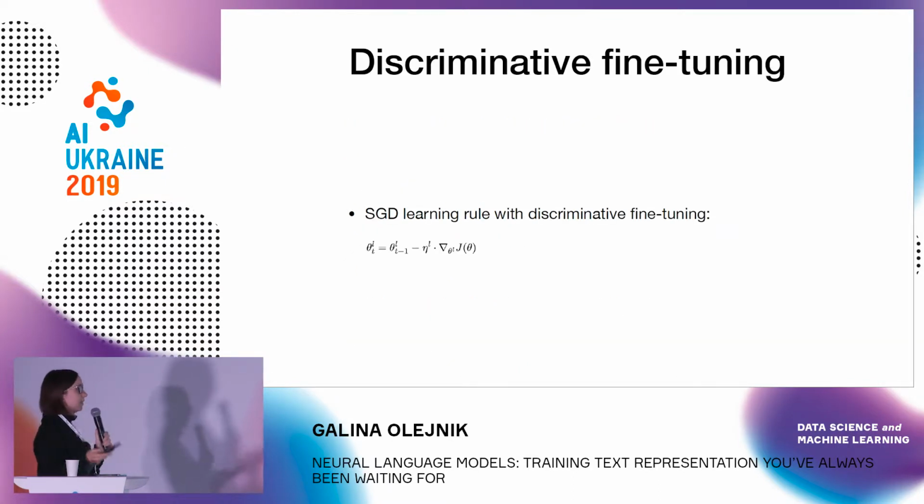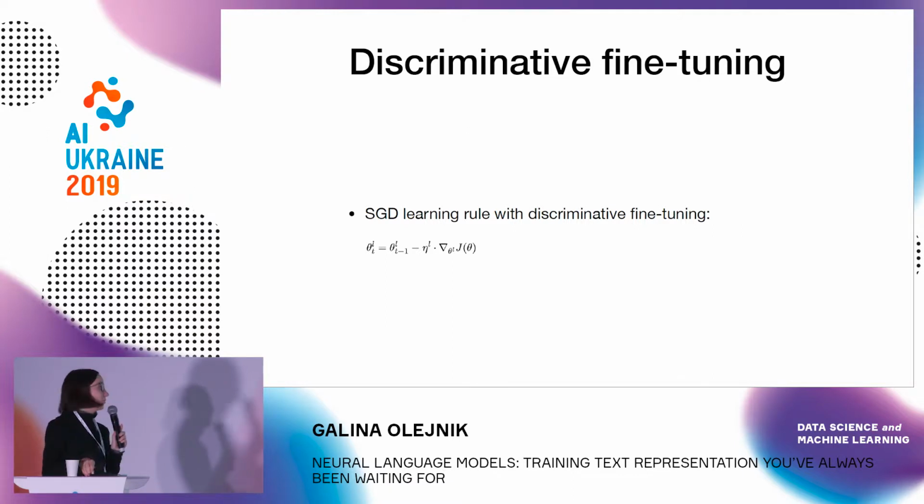Discriminative fine-tuning. The things that I've been talking about earlier were about general LM training, for the general corpus that we have. Now we're talking about target task LM fine-tuning, where we use these things. So this is our SGD learning rule. It looks like the same thing that is always used for stochastic gradient descent, but the main difference is that we are separating our hyperparameters by layer. One set of hyperparameters corresponds to one layer, another set corresponds to the second layer, and so on. So we have different learning rates for them.